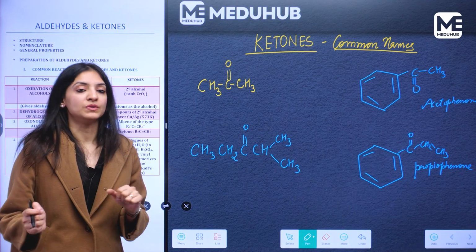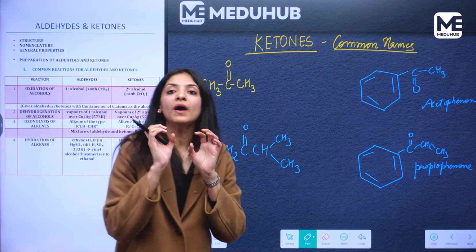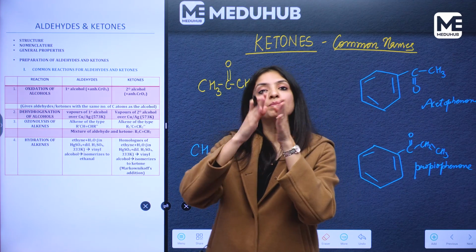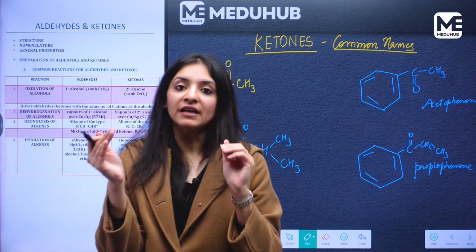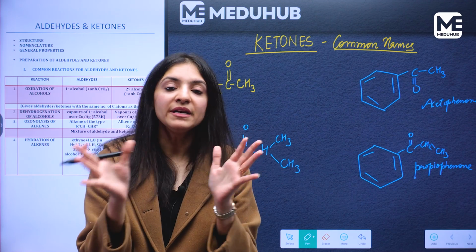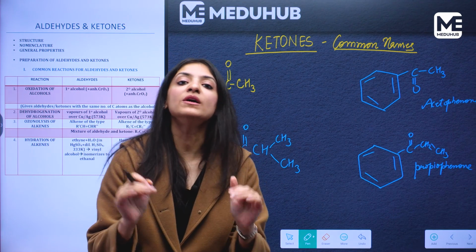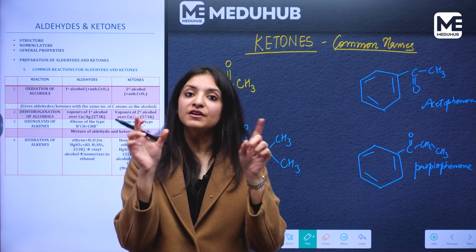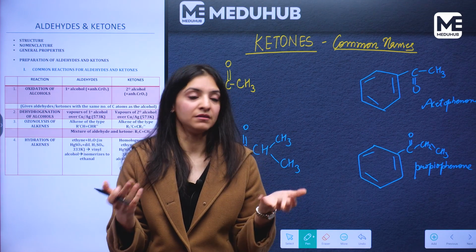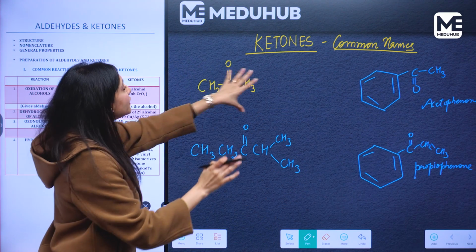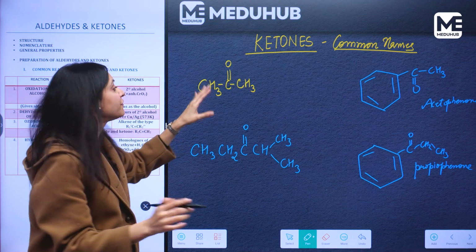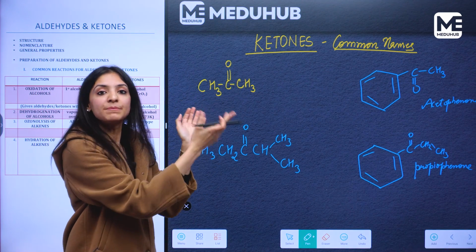Now, what about ketones? Ketones have two alkyl or aryl groups on both sides of the carbonyl carbon. So, either both the alkyl or the aryl groups can be same or they will be different. If they are same, they are called simple ketones. If they are not same, it's called a mixed ketone. So, if there are two different groups, it's a mixed ketone. If there are two same groups, it's called a simple ketone.